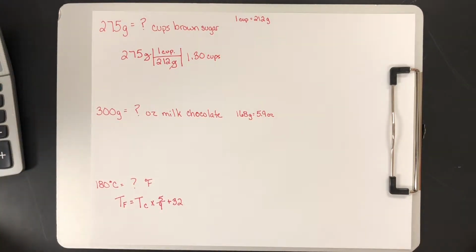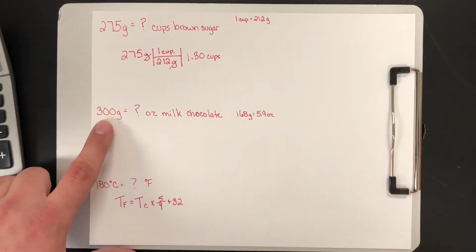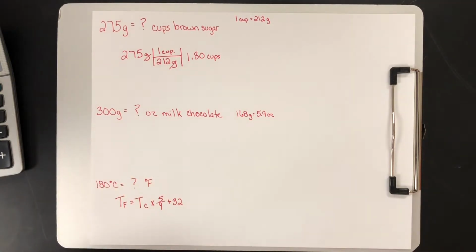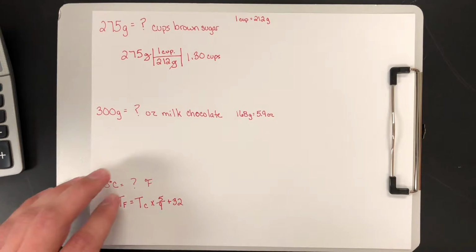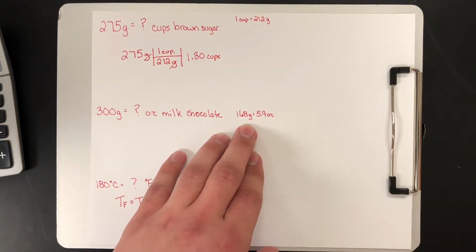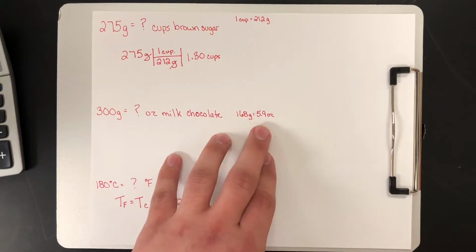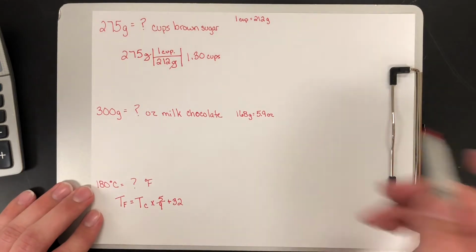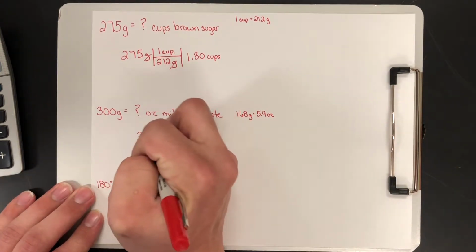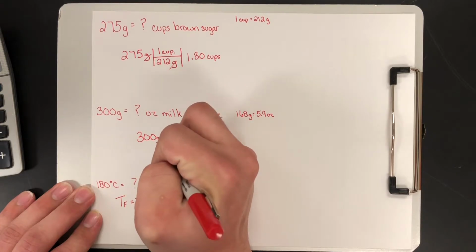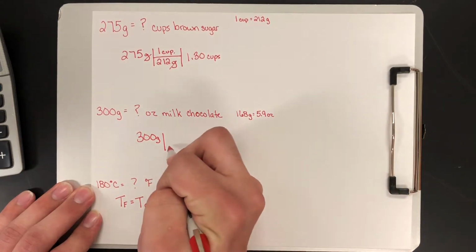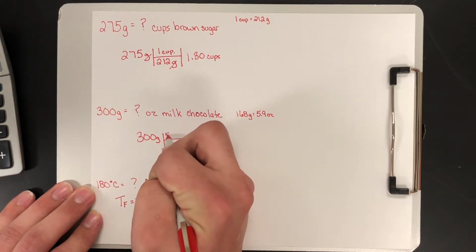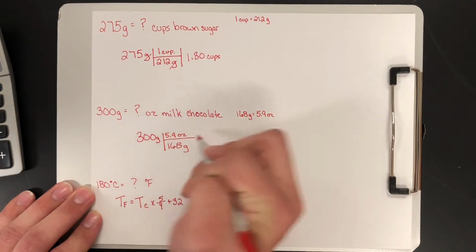Okay, for the next one, we're going to just convert 300 grams of milk chocolate into ounces. So for this, the assignment gave us that 168 grams of milk chocolate is equivalent to 5.9 ounces. So 300 grams with 168 grams on the bottom to cancel out, under 5.9 ounces.